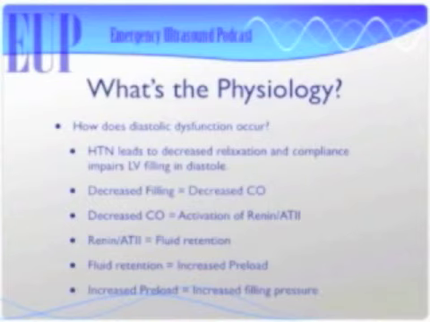And decreased filling leads to decreased cardiac output. Once you start having decreased cardiac output, you're not getting enough blood flow to the kidneys. That activates your renin-angiotensin system, which then causes fluid retention, and fluid retention leads to increased preload. Increased preload is the same thing as increased filling pressure, and increased filling pressure is the thing that causes blood flow back up in your lungs to cause pulmonary edema and acute heart failure exacerbations.